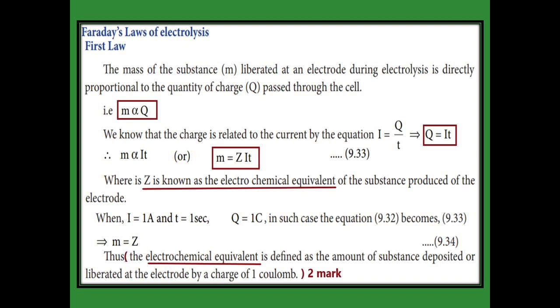What does I mean? I is the current. Suppose 1 ampere current is passed through the cell for 1 second, then we get the q value as 1 coulomb. At that time the mass of the substance we get is the Ez value. So m equals Ez. What does electrochemical equivalent mean? It is the amount of substance liberated at the electrode by passing 1 coulomb of charge. So that is the definition of electrochemical equivalent.